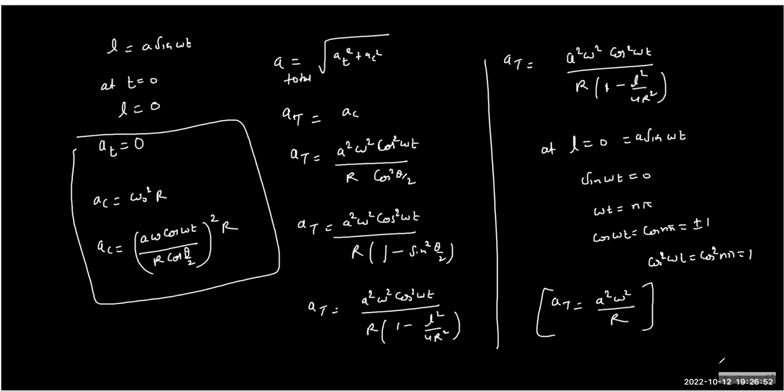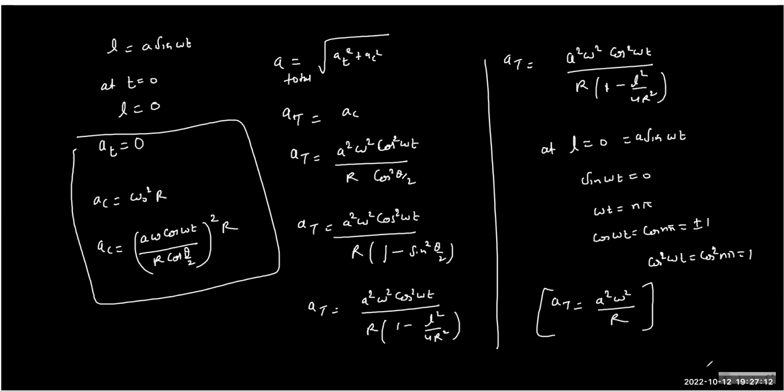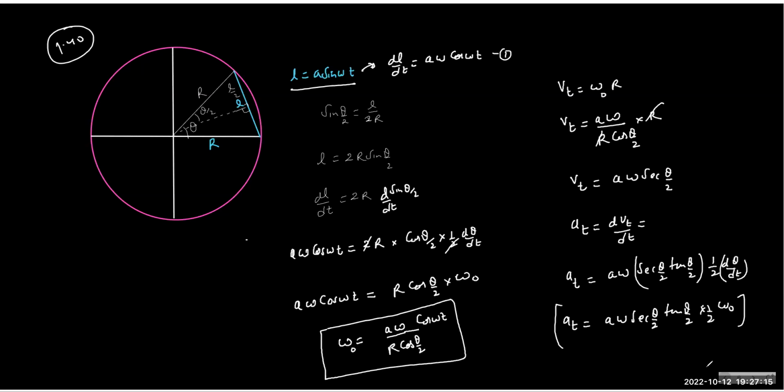The other part is when L is plus minus A. So AT we got was, AT we got how much? Yeah, AT we got something really big. A omega sec theta by 2, tan theta by 2, 1 by 2 omega, right? Okay, remember this value. I will write again A omega.